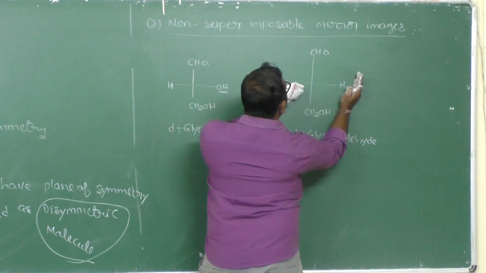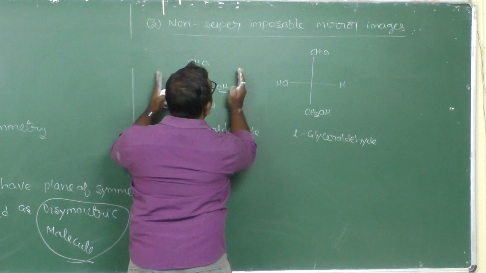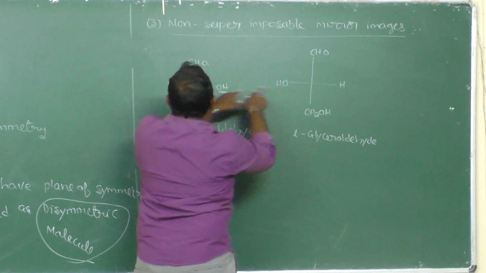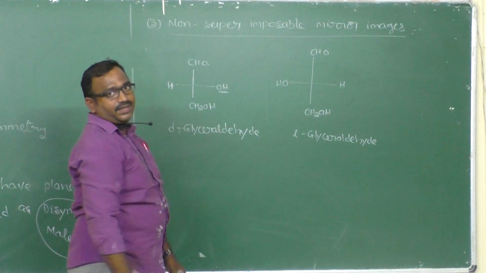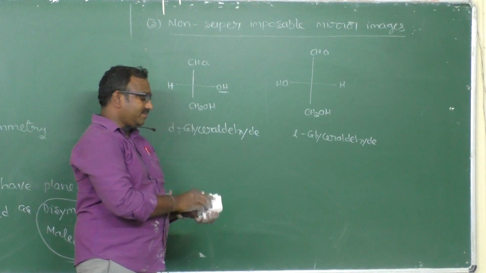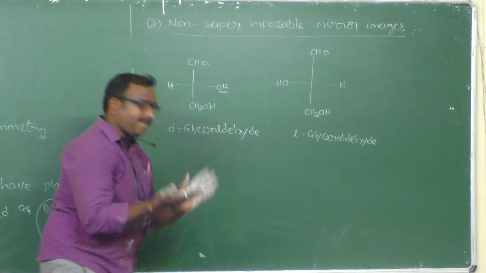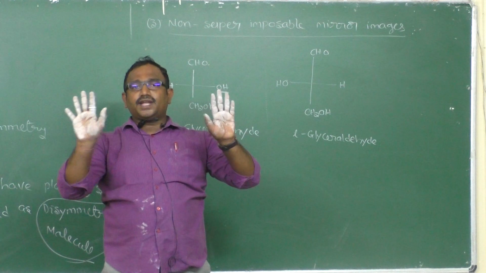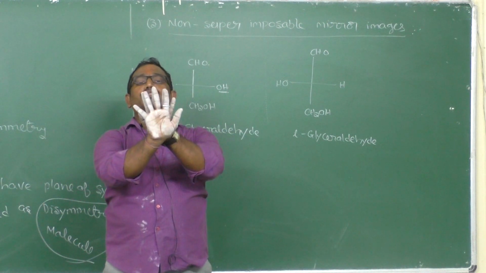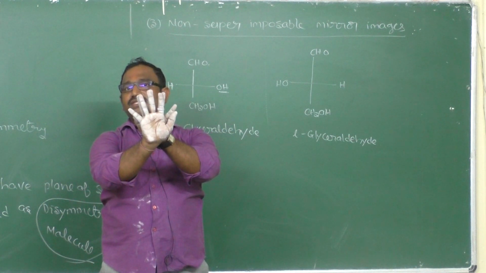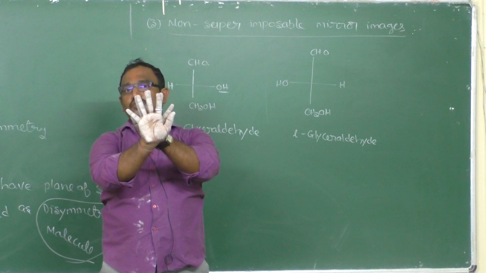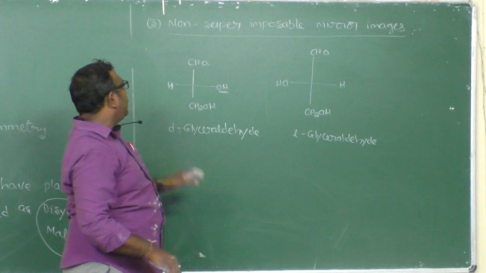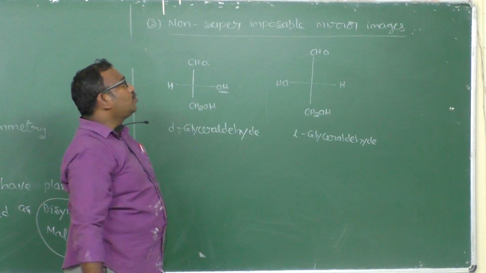On placing this molecule on it, OH is not equal to OH and OH is not equal to H. On placing simply, both hands are similar. Here, on placing a right hand on the left hand, both are not identical. This is called non-superimposability. On placing L-glyceraldehyde on D-glyceraldehyde, both are non-superimposable.